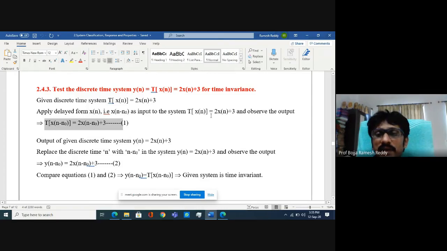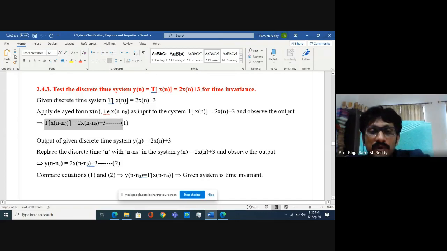Here, blindly replace the input. What we are doing here? We are applying the delayed form of x of n as input to the system. The delayed form is x of n minus n naught. Transformation of x of n minus n naught is equal to 2 times x of n minus n naught plus 3, where n naught is the delay.